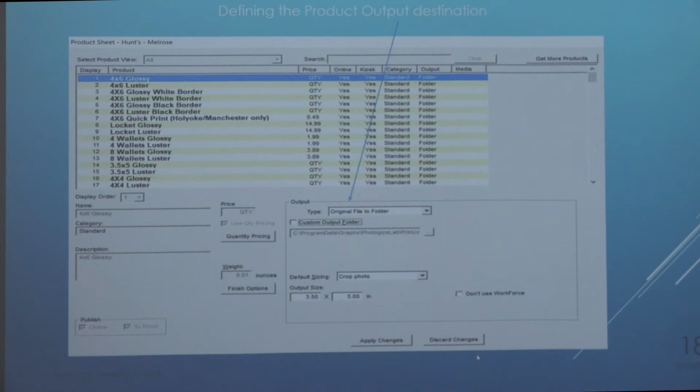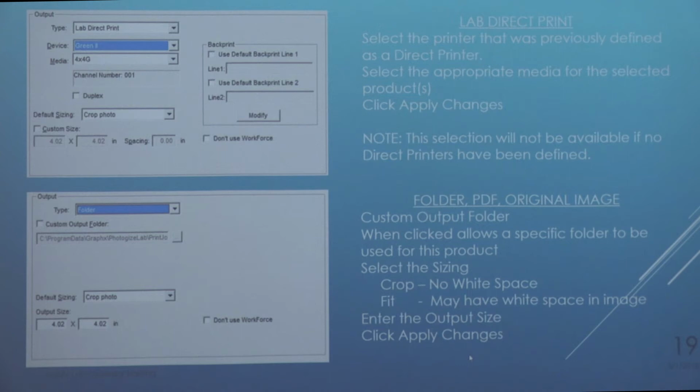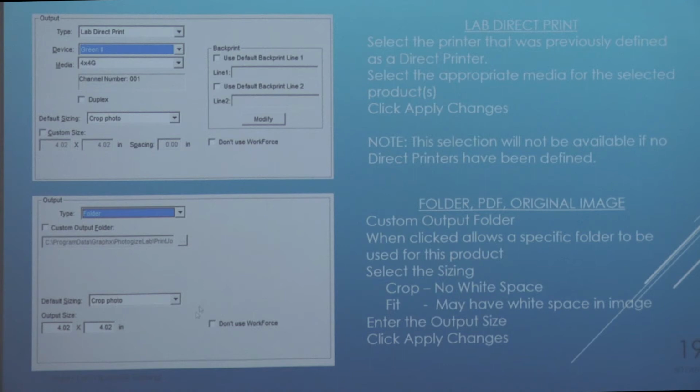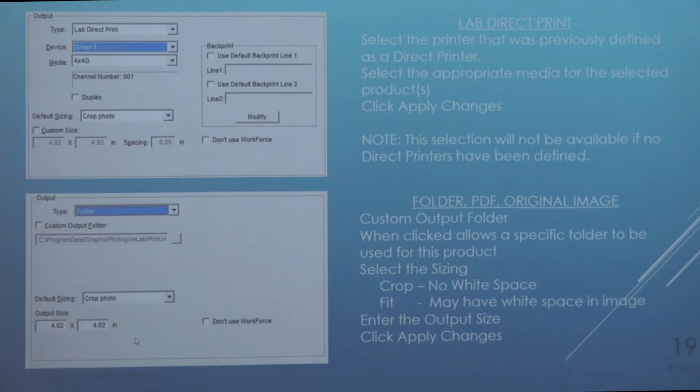All right, so that's the defining, and I just put up all the folder sizes. And this is where I should note, if you're printing to a folder, this is where you do need to set the size, because without setting the size, you don't know what size the image is. 4x6, whatever. So you do need to set that, because it will be cropped to those sizes if you do a folder.